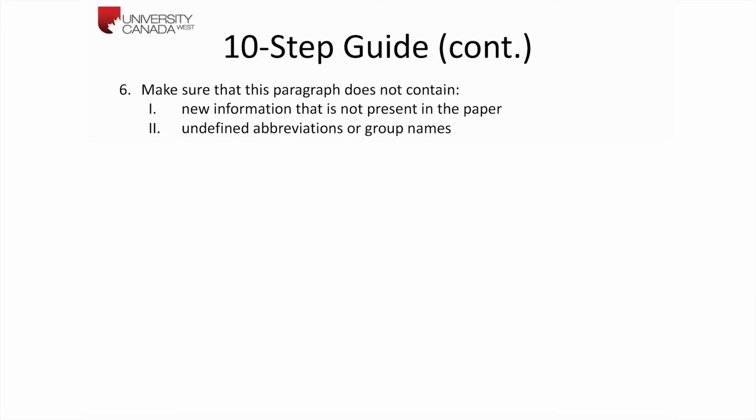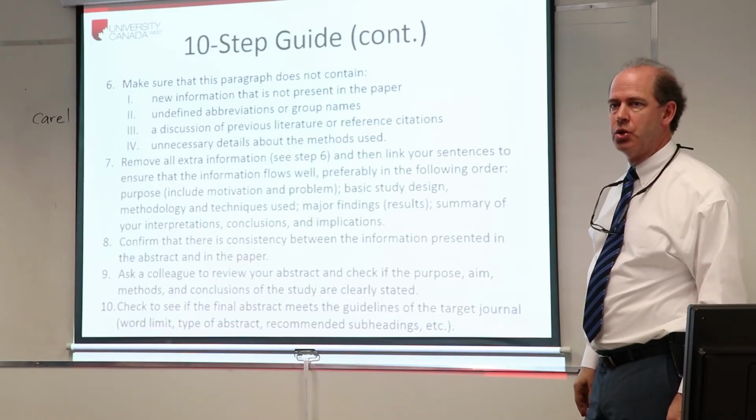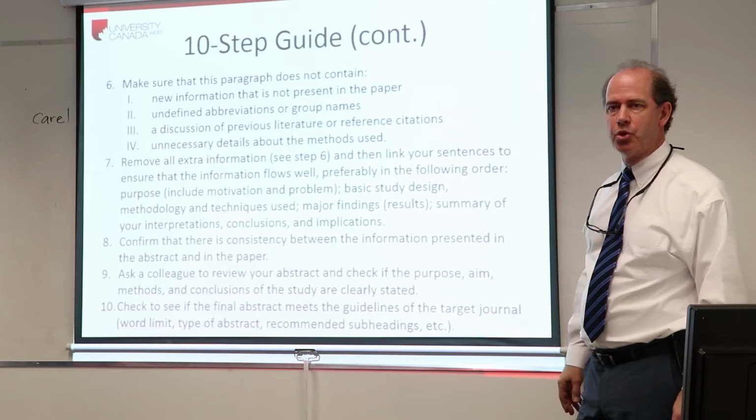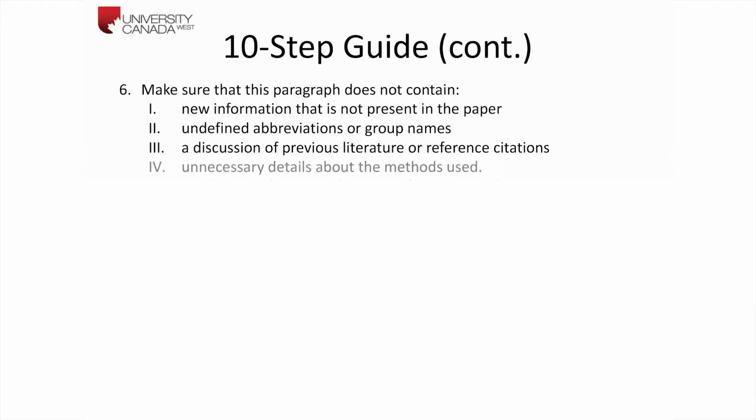Undefined abbreviations or group names. You don't want to have anything vague in your abstract. It's your abstract, isn't it? A discussion of previous literature, reference citations, generally not in your abstract, right? It's your summary. And unnecessary details about methods and approaches. If you're using an approach, you don't want to keep going with it.